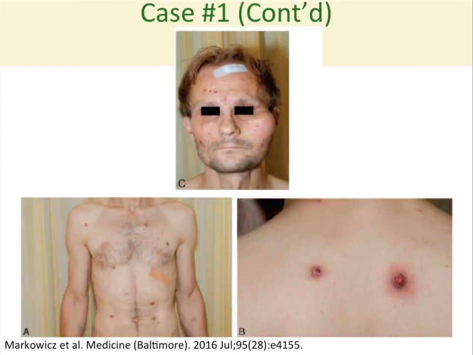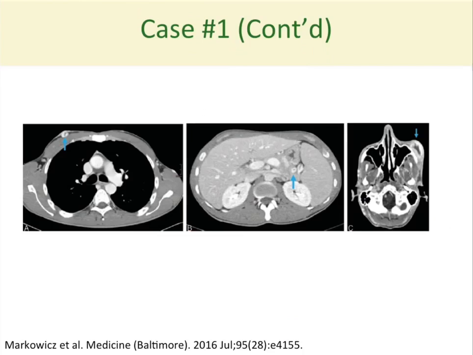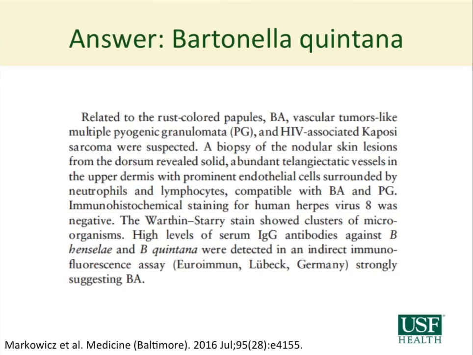And here's a picture for those listening in. He has red lesions that are very vascular and kind of scab-like looking, and looks like kind of like bites. And the CT scan is showing kind of tumors and growths, if you will, on the chest wall and the zygomatic arch. And this is actually Bartonella quintana.